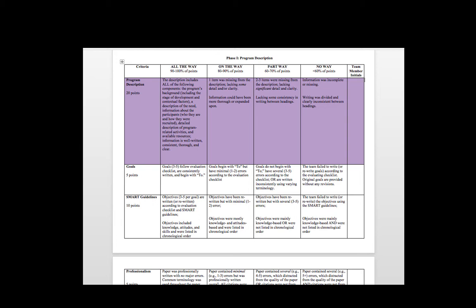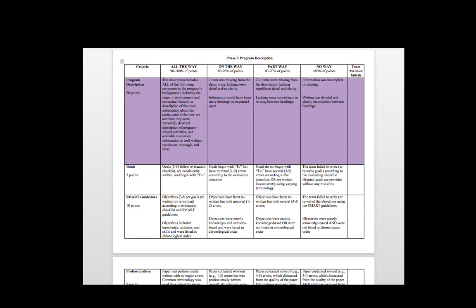The program's background, including the stage of development, so is it in planning, implementation, or maintenance phase. You will also need to include contextual factors, which include what is going on around the program. So is there a decrease in funding? Is it volunteer-based? Has it been expanded on recently? What is the political climate, as well as the loss of staff? A description of the need, information about the participants, and so who they are and how they were recruited.